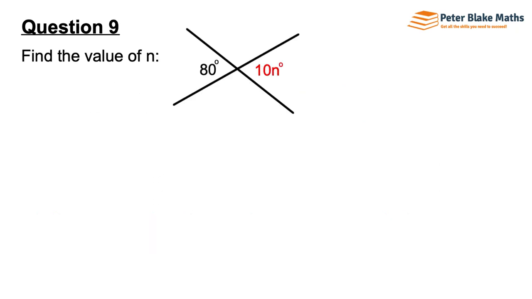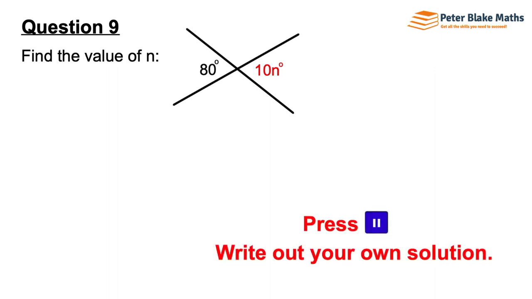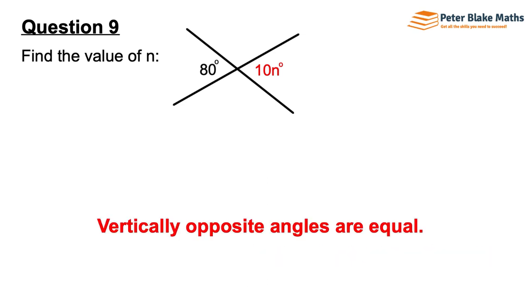Question 9. Find the value of n in the diagram. Now these are in a position of being vertically opposite. They're kind of horizontal, but they're called vertically opposite angles, and we know they're equal to each other. So we know that the 80 should equal the 10n. So we'll make a little mini equation out of that fact.